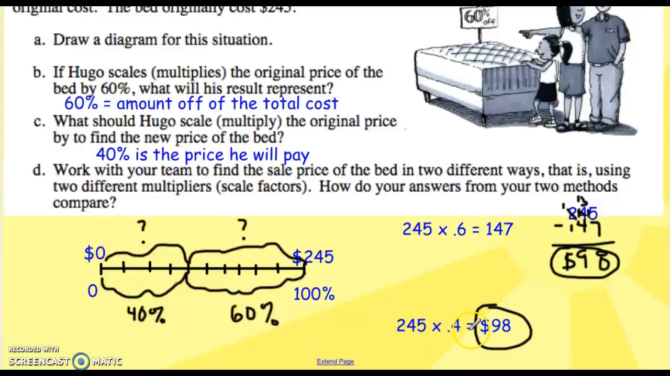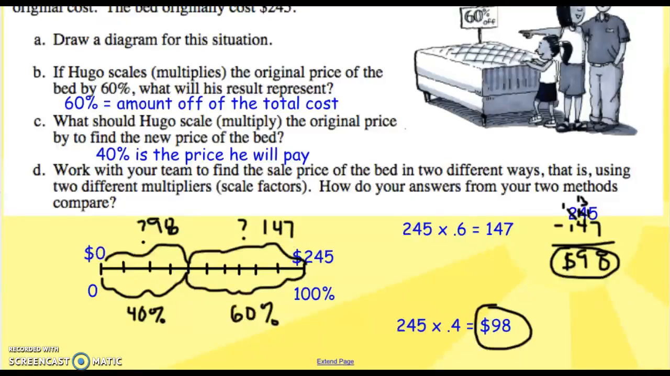The second one might be a little quicker, but unless you need to find what 60% off is, the first method might be easier, because then I could fill in both pieces of my chart here. Because I know that 40% is 98, and 60% is 147.